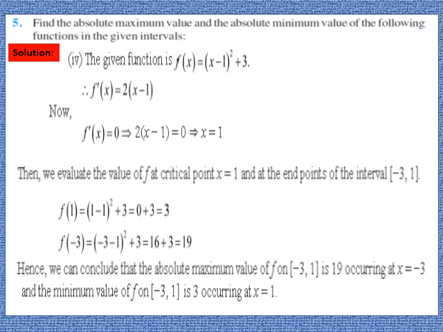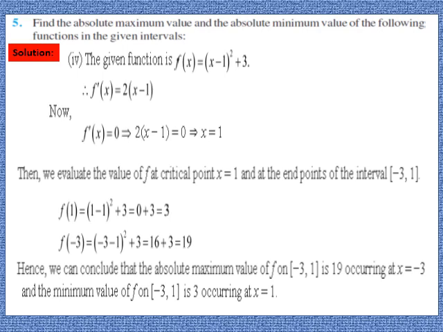Find the absolute maximum value and the absolute minimum value of the following functions in the given intervals. I am solving part 4 for you. The given function is f(x) = (x - 1)² + 3. For absolute maxima or minima, we have to find f'(x). So f'(x) = 2(x - 1), and putting f'(x) = 0, we get x = 1.